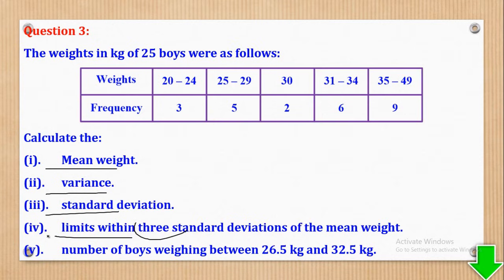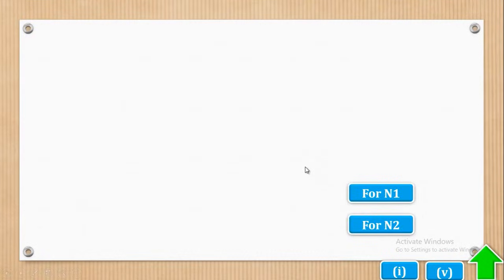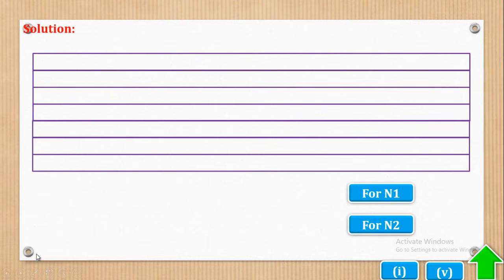I believe by now this English should not be hard for you. Then Roman 5 number of boys weighing between 26.5 kilograms and 32.5 kilograms. So the first thing to do is to tabulate our values. So we shall need weight, which contains those classes. Then we shall need the frequency.